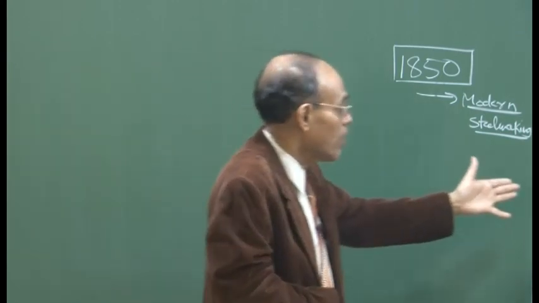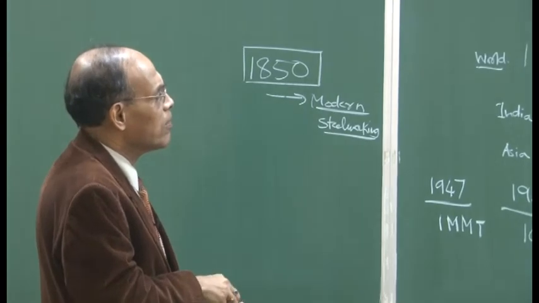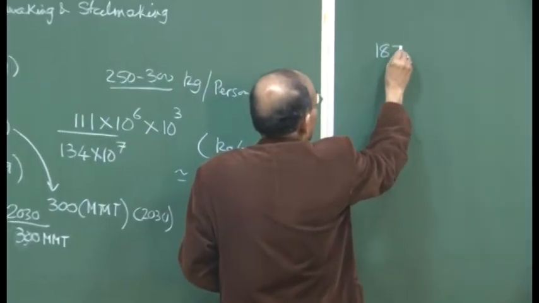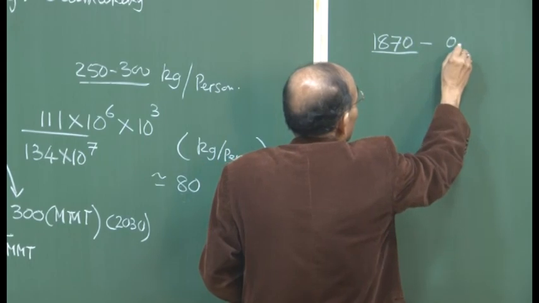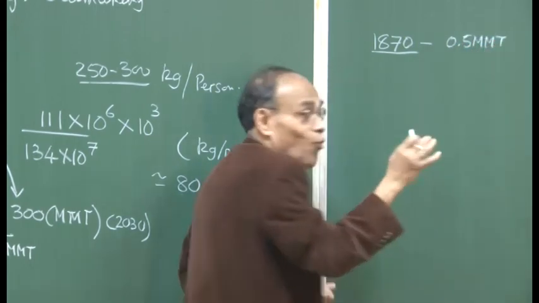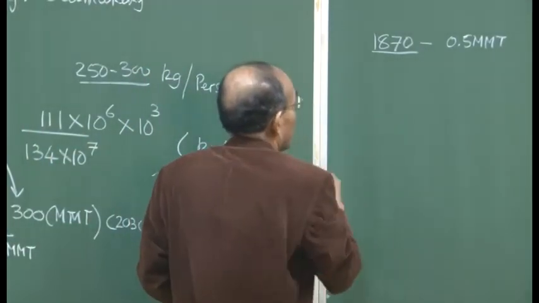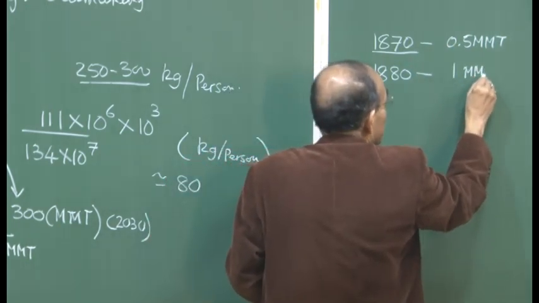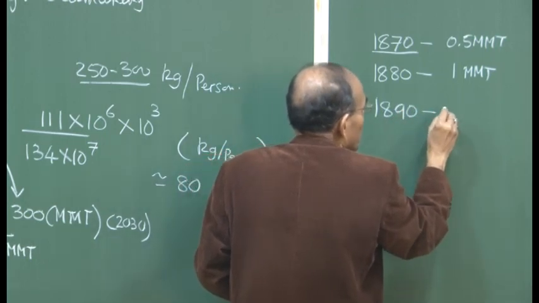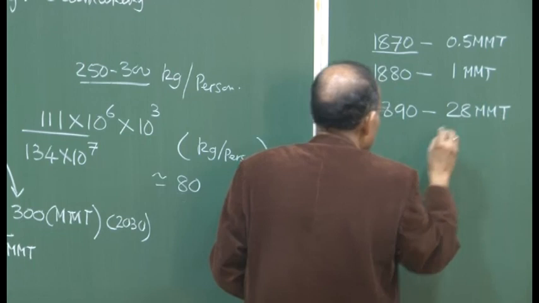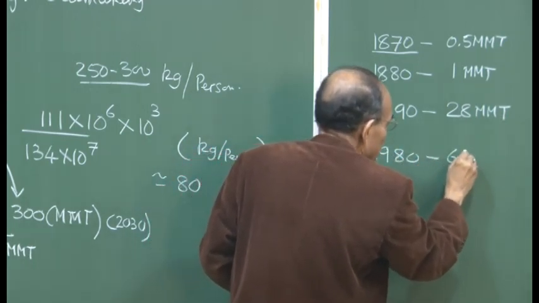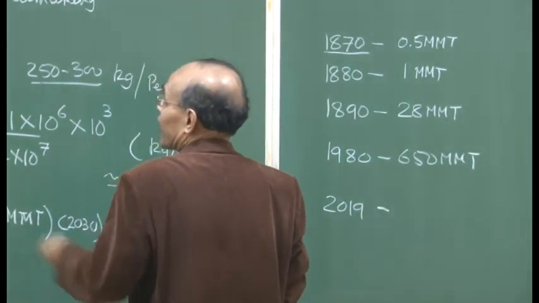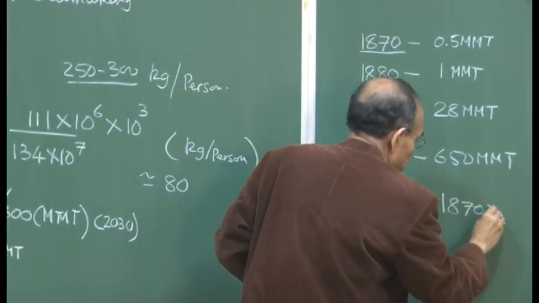And you can imagine how steel making grew if you look at the statistics. Around 1870, we had 0.5 million metric tons of steel produced. We are now going back in time. Around 1880, the global production was about 1 million metric tons. Around 1890, it was about 28 million metric tons, and about 1980, we produced about 650 million tons. And today, in 2019, we produced, as I have written the figure here, 1870 million metric tons.